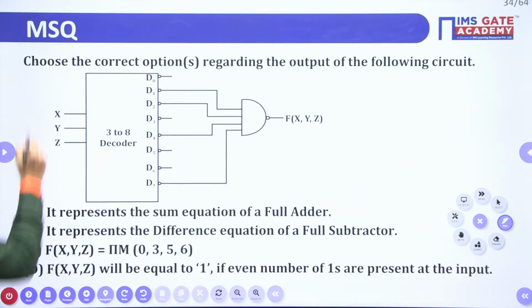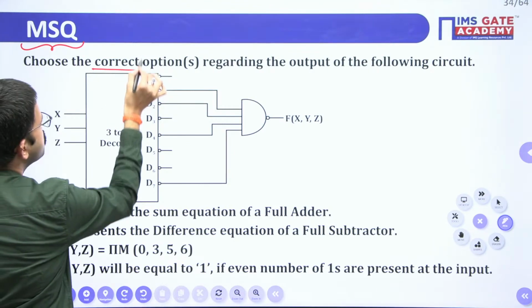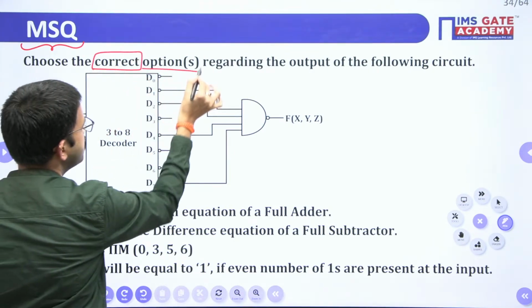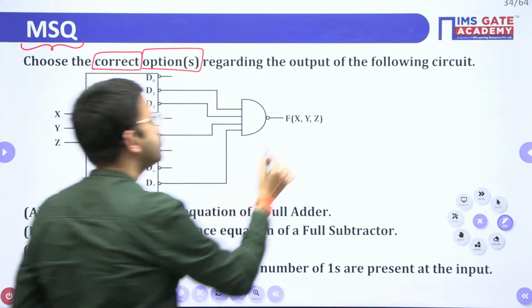Now the next question, this is MSQ. MSQ means either one option or more than one option can be correct. Here they are asking to choose the correct options. Either one option or more than one option will be correct. So regarding the output they are asking.